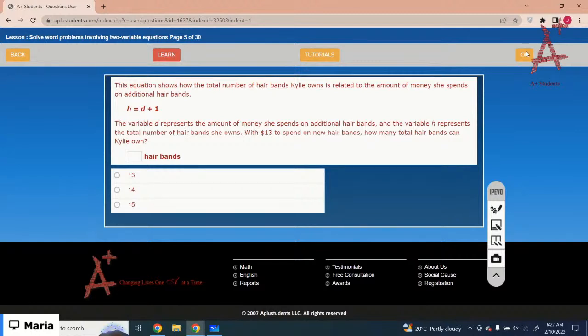So the correct option is D equals 13. 13 plus 1 equals, yes, it is 14. So the correct option is 14.